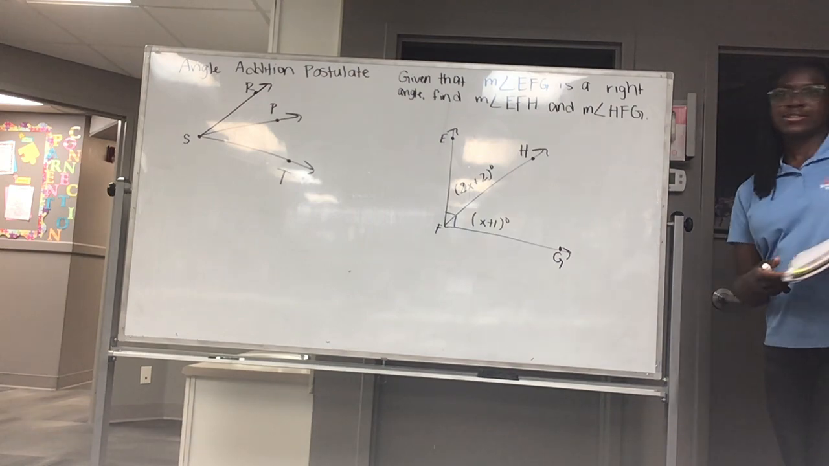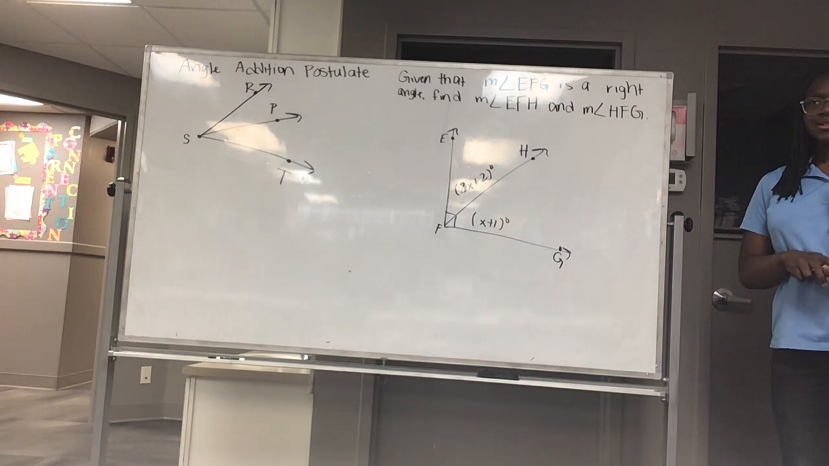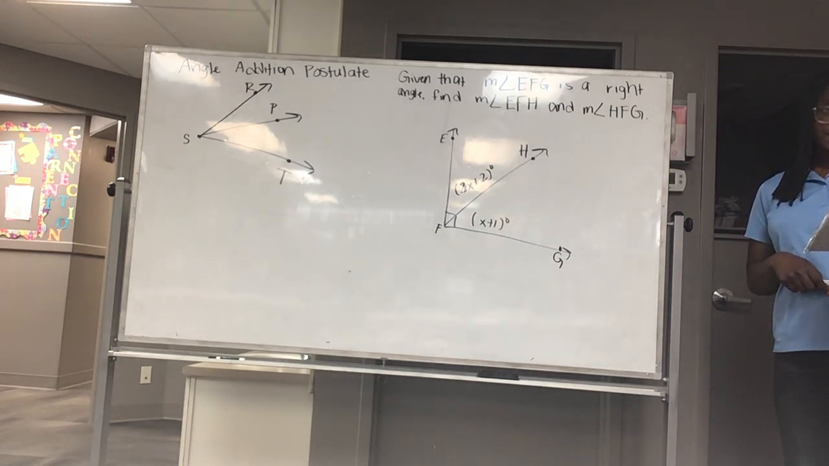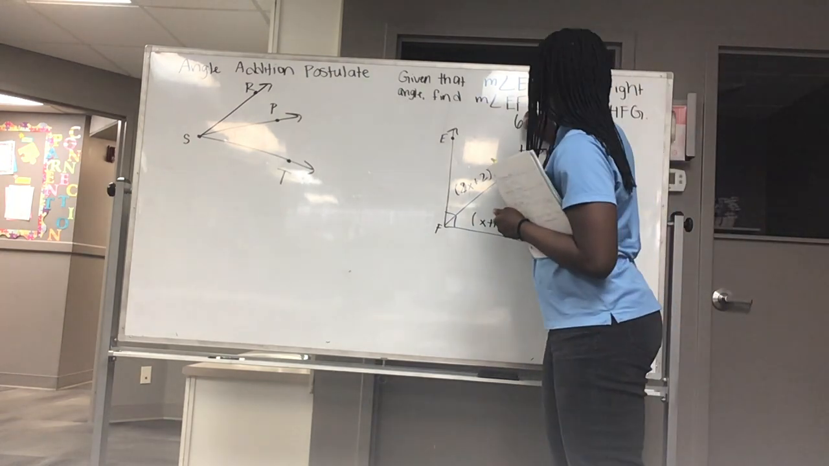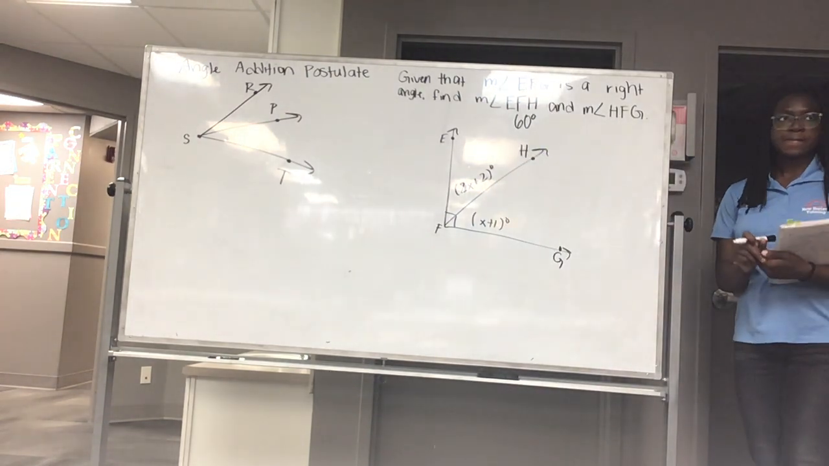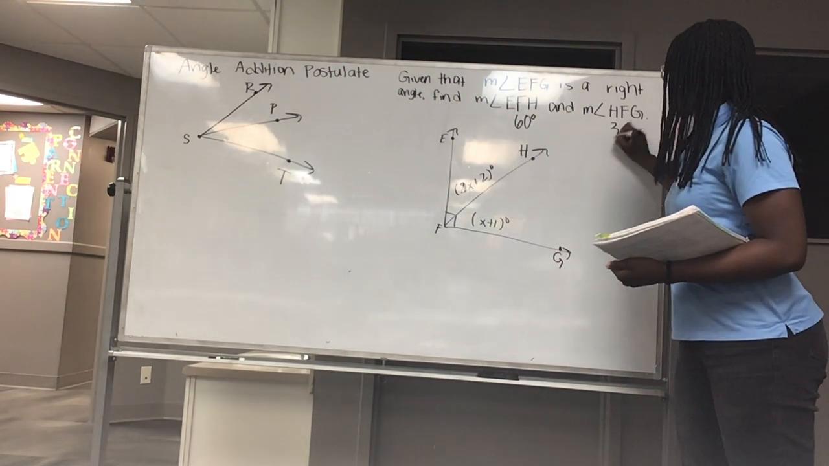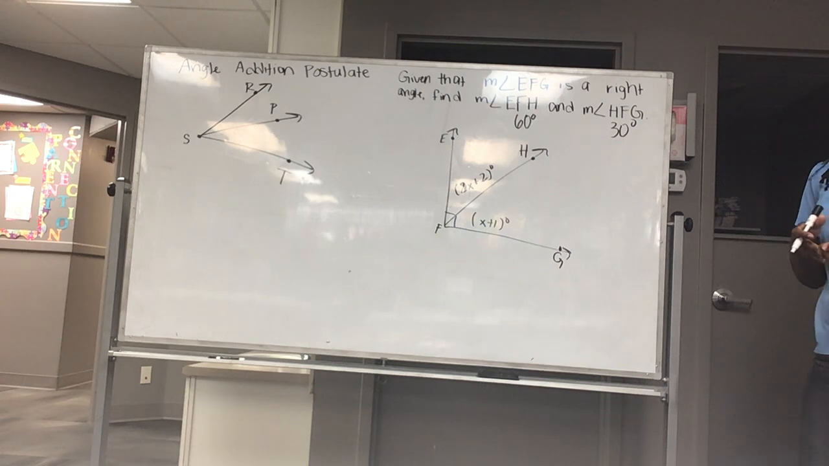Okay, does anyone have an answer? Angle EFH is 60 degrees. And then did anyone find HFG? 30? Yep, 30 degrees. Alright, does anyone have any questions about how we got there? Or how we should have gotten there?